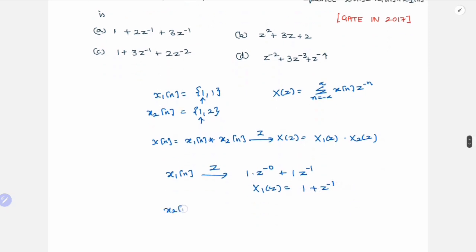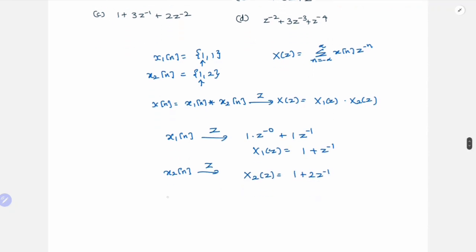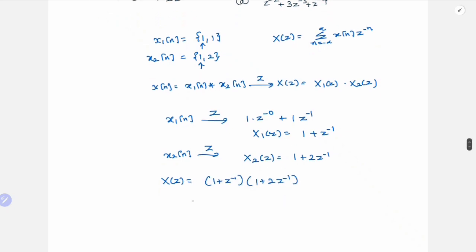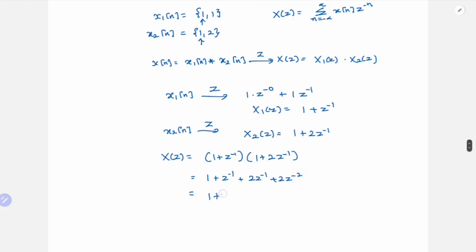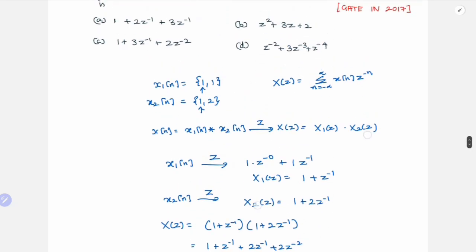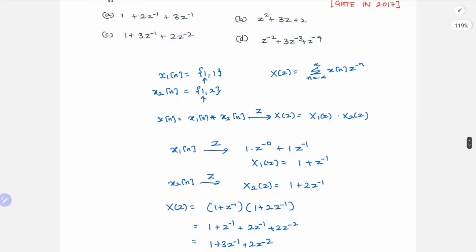And similarly your x2 of n, if you take the z transform, your x2 of z will be 1 plus 2 z inverse. So what is your x of z? 1 plus z inverse into 1 plus 2 z inverse. If you multiply, you will get 1 plus z inverse plus 2 z inverse plus 2 z inverse square. So this is 1 plus 3 z inverse plus 2 z inverse square. So this is your answer, which is given by Option C.